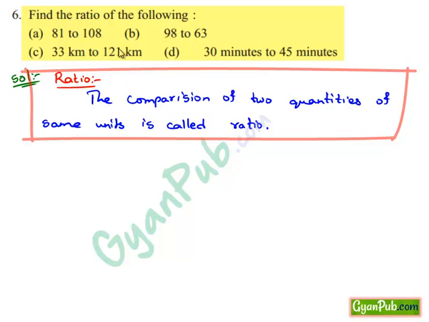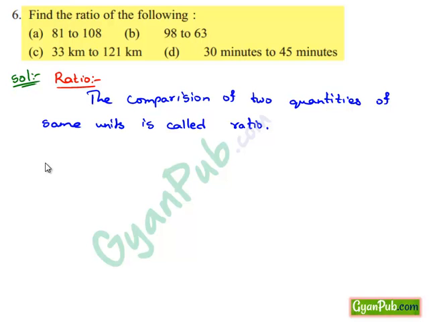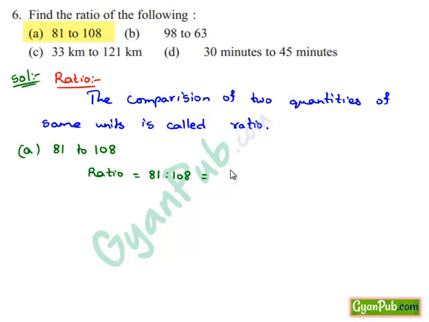Here we can observe that each bit has the quantities of same units. So we can find the ratio of each bit. First, take down the first one, that is 81 to 108. The required ratio is nothing but 81 is to 108, which can be written as 81 upon 108.